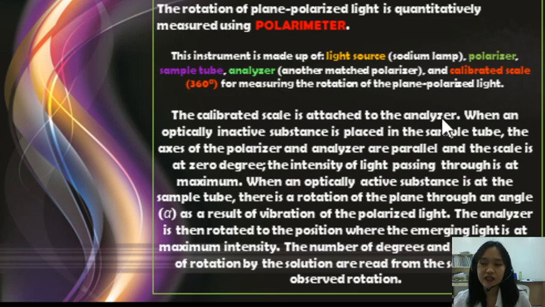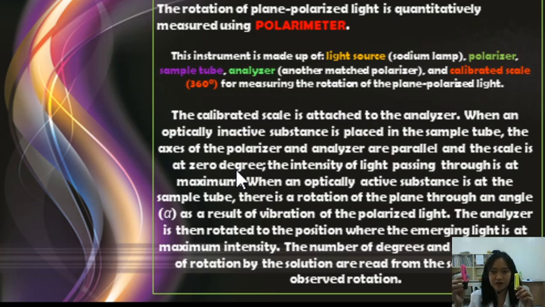Doon sa iyong analyzer. So, when an optically inactive substance is placed in the sample tube, it does not rotate the plane polarized light. Meaning, walang rotation na nangyayari kasi optically inactive yung substance na nilagay mo. So, the axes of the polarizer and analyzer are parallel and the scale is at 0 degrees. Okay, mamaya may picture ako ipapakita sa inyo. Again, ito yung polarizer mo. Ito naman ang analyzer, nasa dulo.